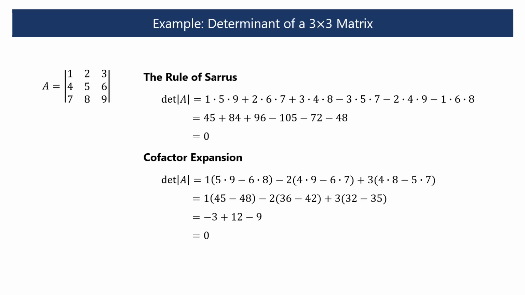As an example, let's use this 3x3 matrix to find its determinants. By applying the rule of Sarrus, we can obtain this result. And by applying cofactor expansion, we can obtain this result. As we can see, the two methods generate the same result. The details of cofactor expansion are provided in the next section. So, if you are new to this method, please watch the next video.